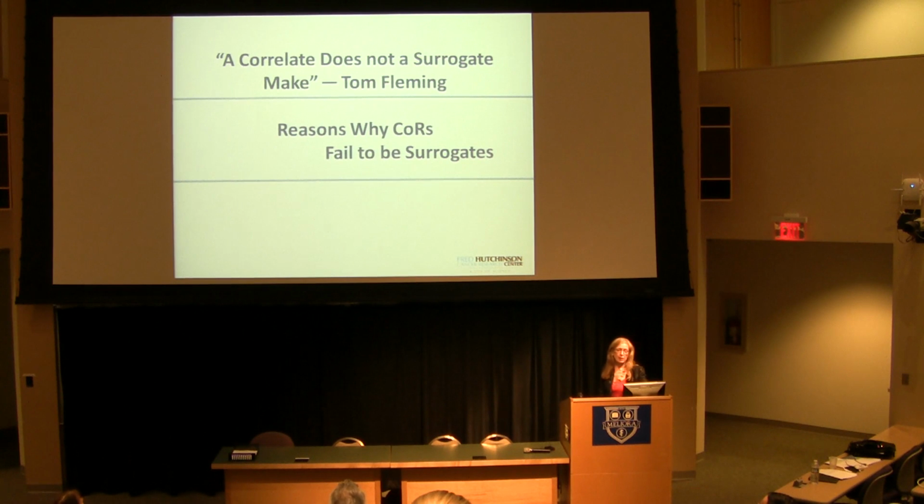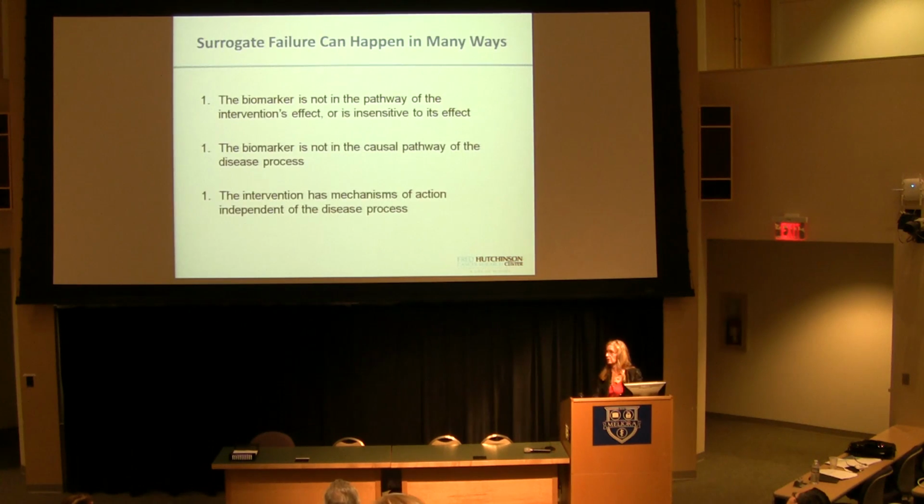But, okay, so now we have a problem. A correlate does not a surrogate make. I'm sure many of you know Tom Fleming. And there are reasons why correlates of risk fail to be surrogates. I'm just going to list them here without going into detail because I want to go on to another point in this talk. But they can happen in many ways, as you can imagine.